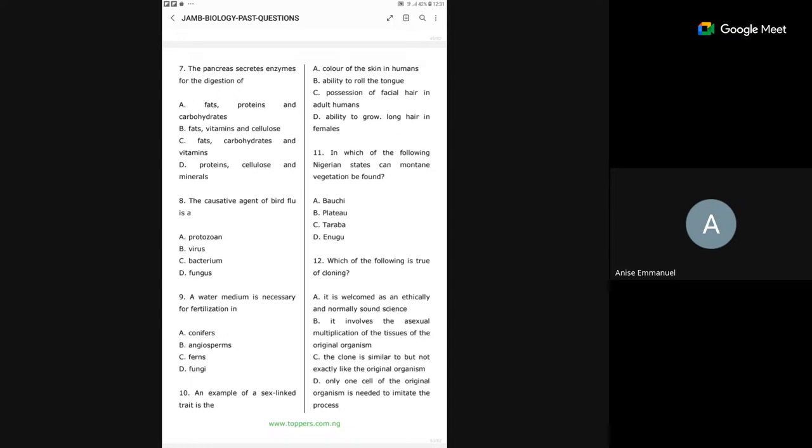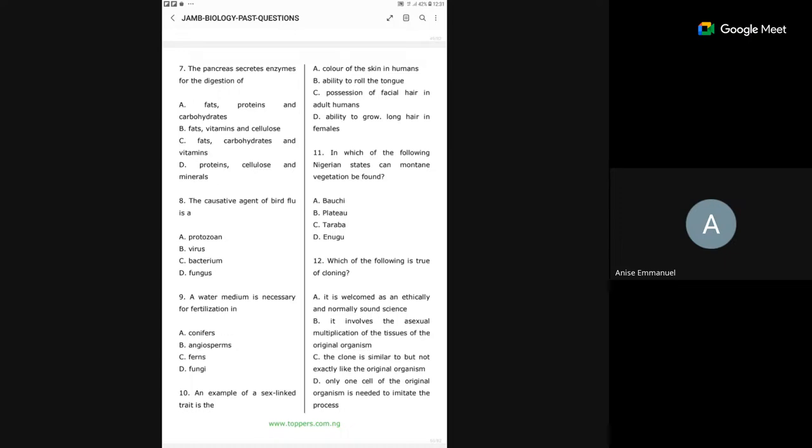But the C part is saying facial hair in adult humans. We all know that we have a lot of males that have beards, and even mustaches. Beards and facial hair are found more in males. Only a few, very rare females have facial hair.